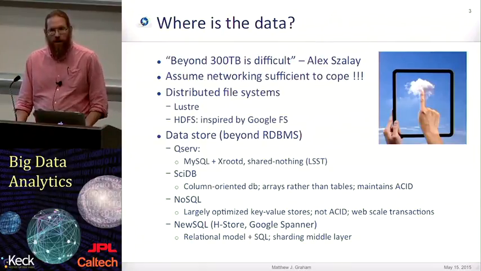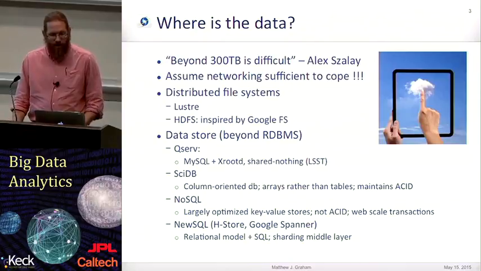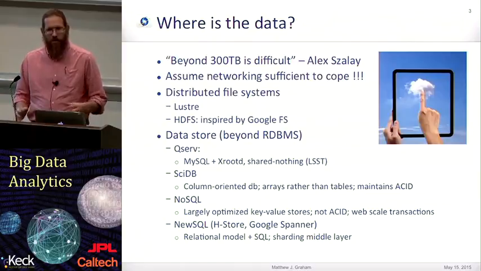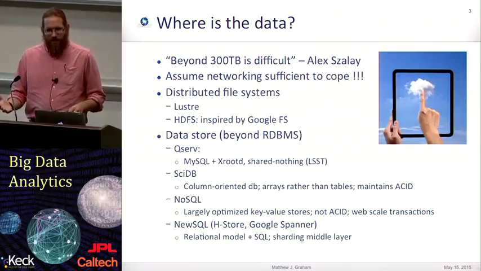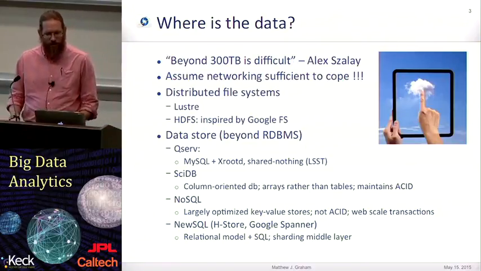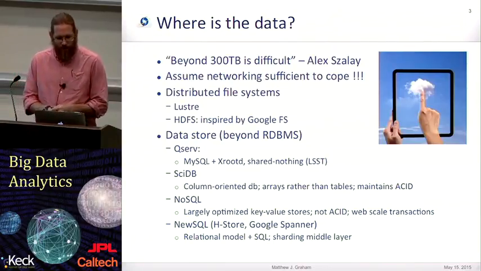As I said, there may be NoSQL options that you want to look at. These are very largely optimized key-value stores, so they're good for working with web-scale transactions, but not necessarily with complex data objects. And then there are the so-called NewSQL data stores, things like HStore, which we'll probably mention a bit more in a minute, and Google Spanner. These are relational models underneath. They support SQL, but they're a crossover between the relational databases and the highly optimized key-value stores that you get with NoSQL, trying to take the best of both worlds and use sharding middle layers and things like that to optimize where the data is and data retrieval. So if you're working with large amounts of data, those are the sorts of data stores you may be looking at.